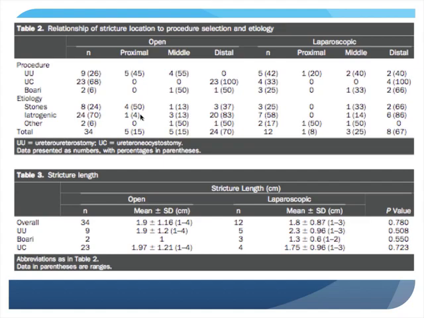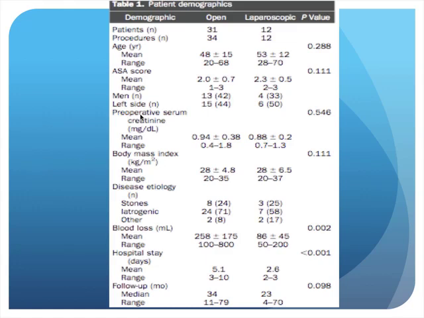So this busy slide basically is to summarize that between the 2 groups, there was a similar percentage of procedures performed, either a UU or a reimplant or a Boari flap, and also the etiology of the strictures were similar in percentage. Also, again, there was no significant difference in stricture length between the 2 groups. So overall, again, the patients were similar at baseline. However, there was a significant difference again in blood loss. Also, hospital stay was significantly less for the laparoscopic group as well, which is consistent with the other study.